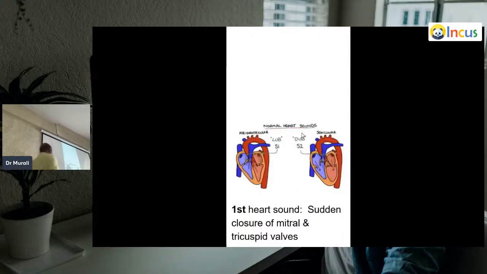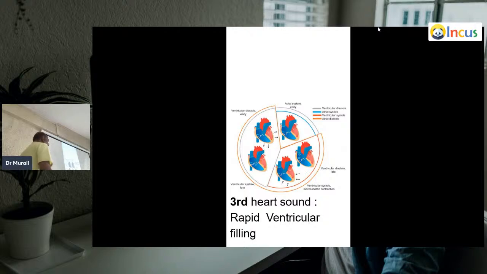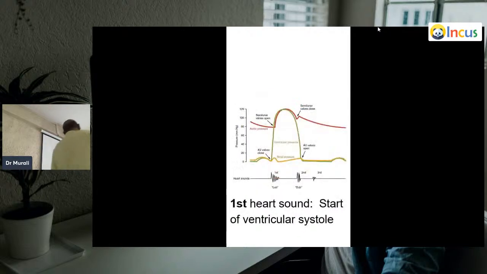Okay? That's good. So the first heart sound is due to sudden closure of the mitral and tricuspid valves. The second heart sound is due to the aortic and pulmonary valves. The third heart sound is due to rapid ventricular filling during the early 1/3 of the diastole. The fourth heart sound is due to atrial contraction during the last 1/3 of the diastole. Very good. And the first heart sound is the beginning of ventricular systole. Lub means the AV valve closed and the ventricle started contracting.